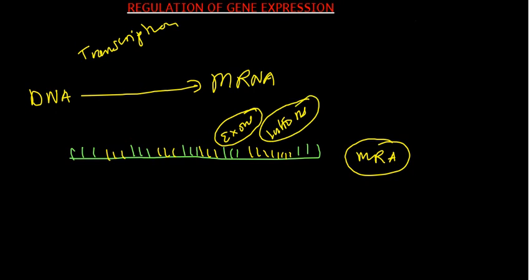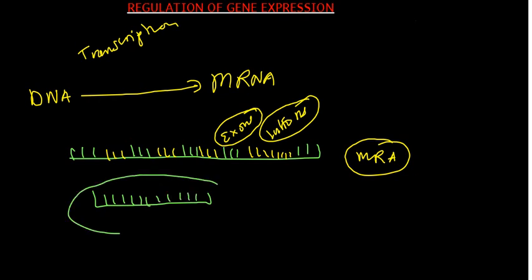And so the yellow ones are going to be removed during the process of splicing, exon splicing, and then the green ones are going to remain together and they get connected. And so now this is a functional mRNA. This is the one which is going to be used now to produce proteins. So this is what happens.